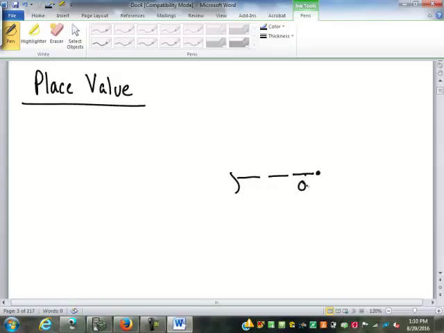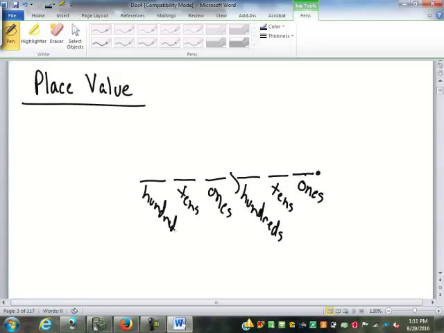Careful. That's the ones, right? The next one back is tens. And then hundreds. And those are actually our only three place values. Those three place values are repeated over and over again. Ones, tens, hundreds, ones, tens, and hundreds, and over again.